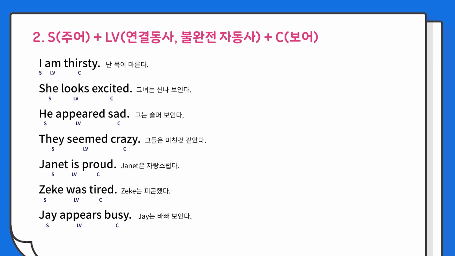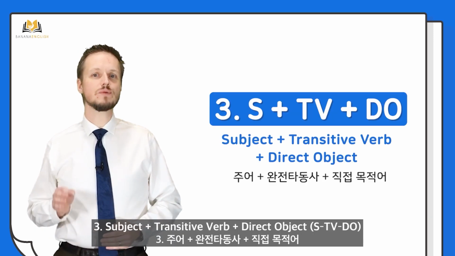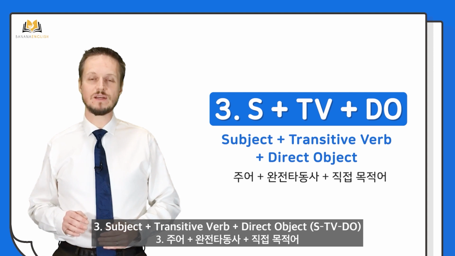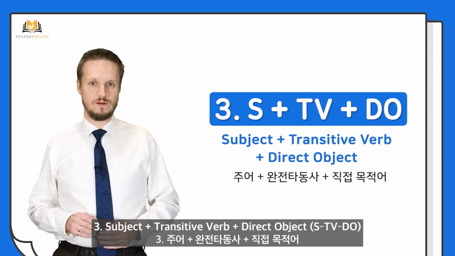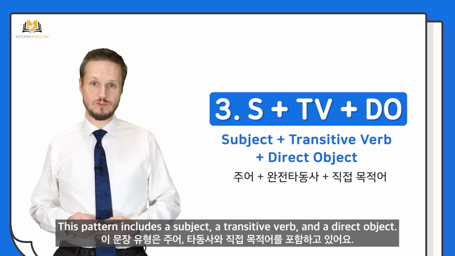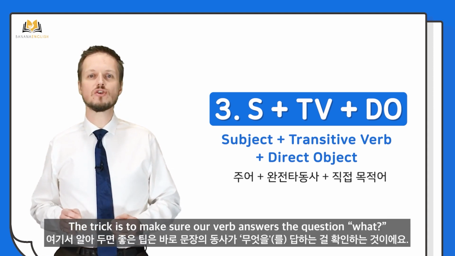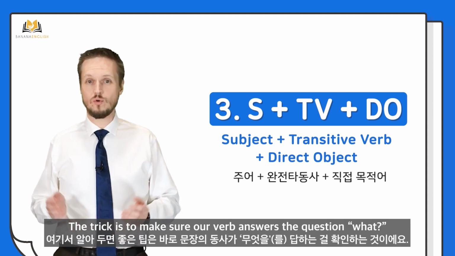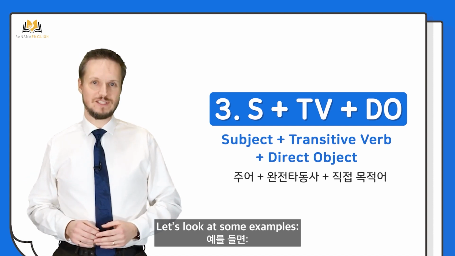I am thirsty. She looks excited. He appeared sad. They seemed crazy. Janet is proud. Zeke was tired. Jay appears busy. 3. Subject plus transitive verb plus direct object, STVDO. This pattern includes a subject, a transitive verb, and a direct object. The trick is to make sure our verb answers the question, what? Let's look at some examples.